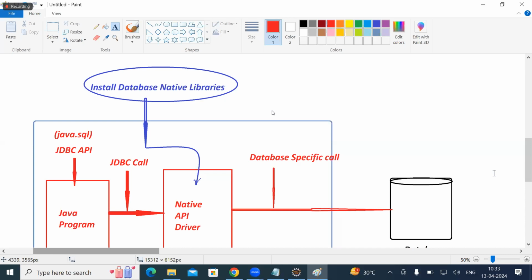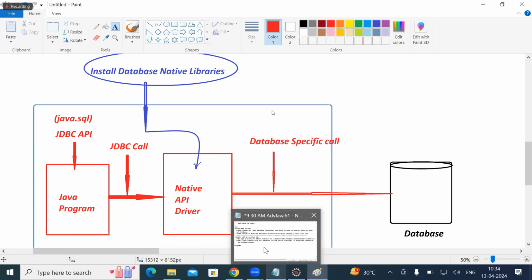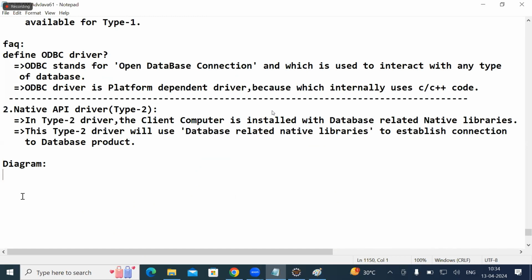Right, look here. More advantage than type 1 generally, because ODBC is not involved and number of conversions decreased, so high performance will come when compared to type 1. But what is the disadvantage here?